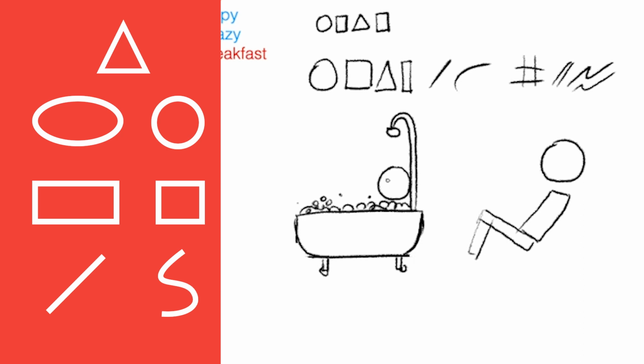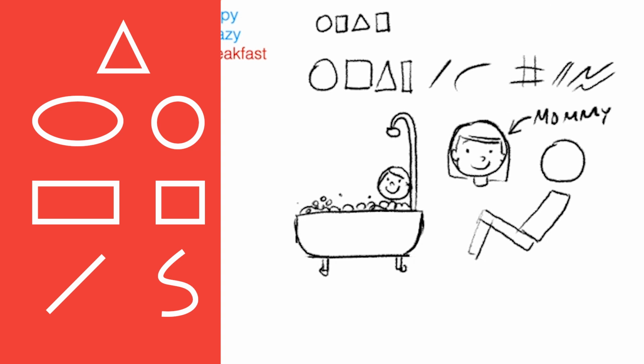Okay, so let's draw mom's face. Let's draw 2 dots for the eyes, a nose, and a smiling face. And let's give her short hair. So for hair, we're going to draw a couple lines, draw her ear, and you can give her short hair like this. Okay. There's mommy. There's mommy in the bubble bath.